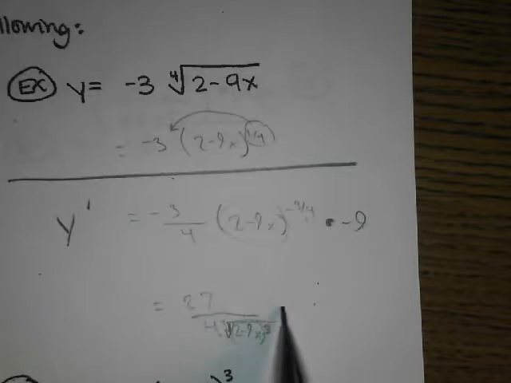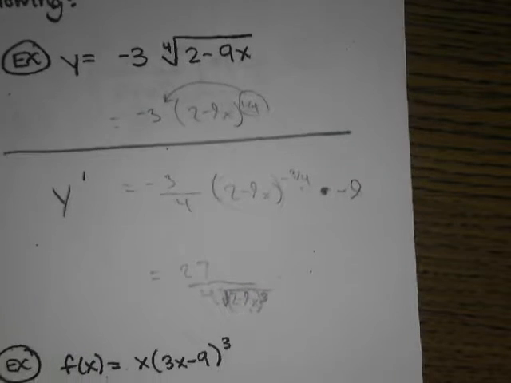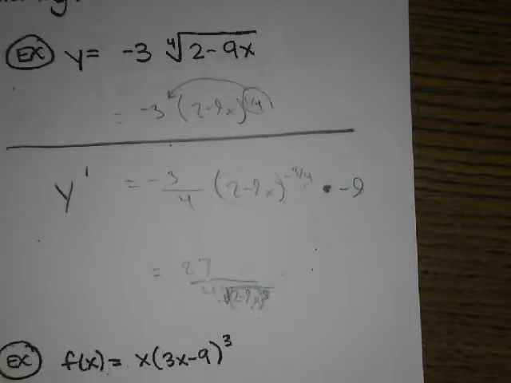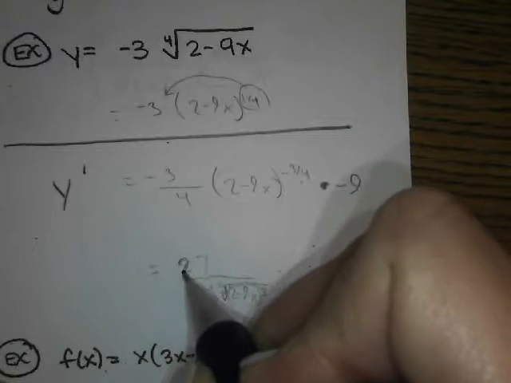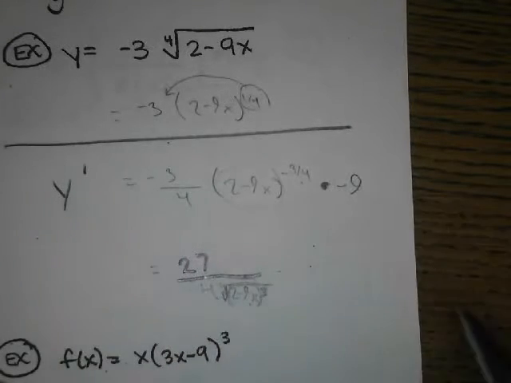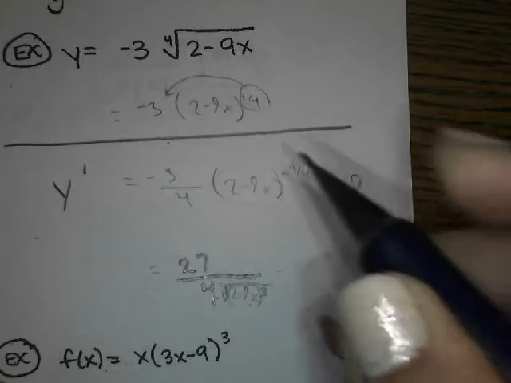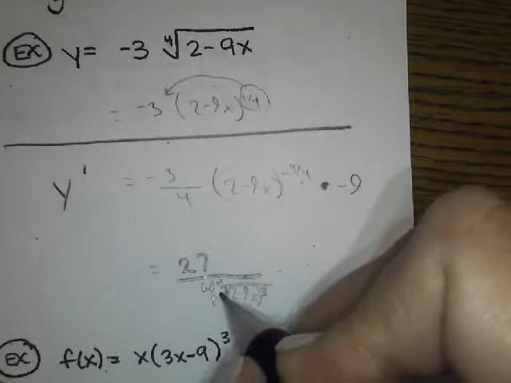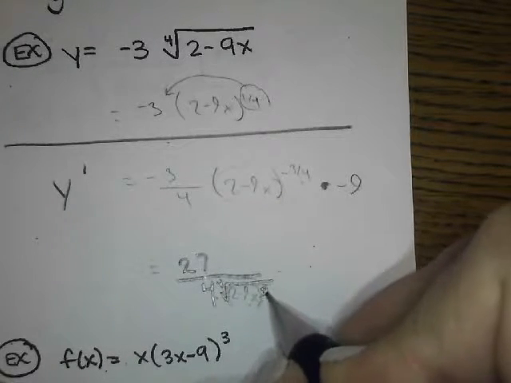And at the same time, he's bringing this 2 minus 9x down to the denominator and taking the 4th root of that cubed, just to change his 3/4 power. So that's good, I think. Any issue with that? Questions? Comment? I'm just doing it a little bit darker so it can be seen.